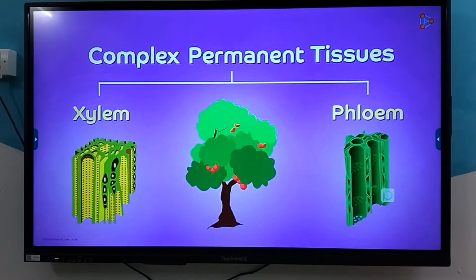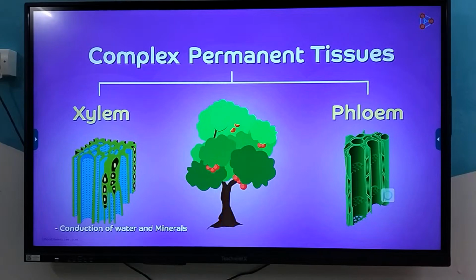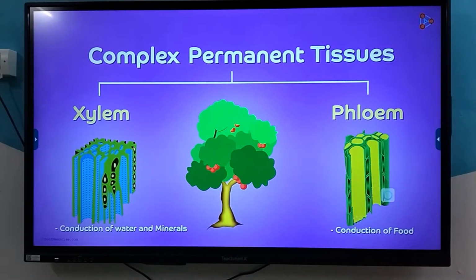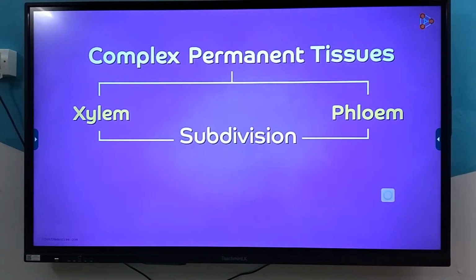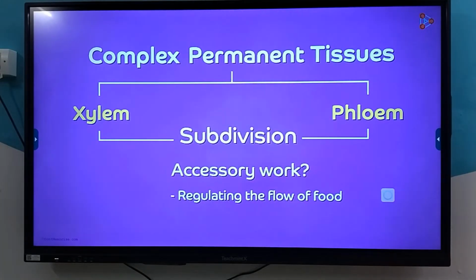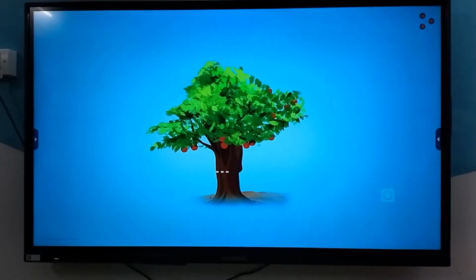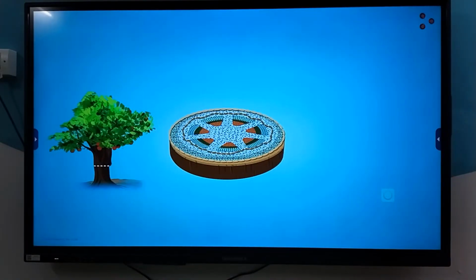Well, are there just two? One performs the task of conduction of water and minerals, while the other performs the task of conduction of food. They have subdivisions as well to take care of accessory work. What do we mean by accessory work? It includes activities like regulating the flow of food, storage of food, and so on. Now, if we take a look at the cross-section of this part of the plant, then it looks somewhat like this.